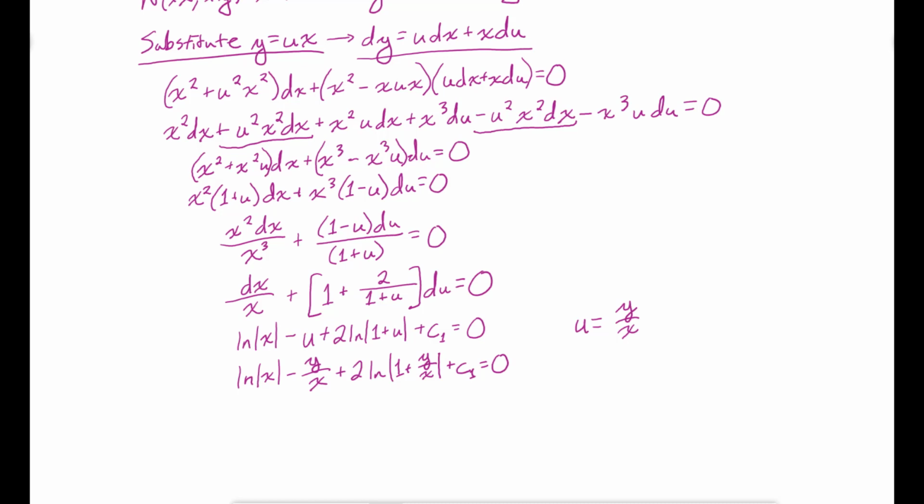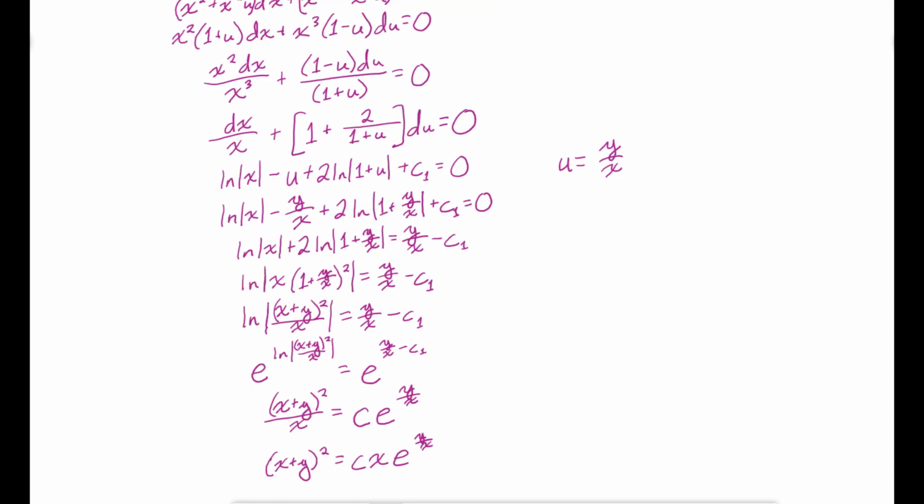So let's do that. And in doing so, and doing a bunch of simplification as well with stuff that we've talked about before, I have the quantity x plus y squared equals cx e to the y divided by x. And that's my solution to this homogeneous differential equation.